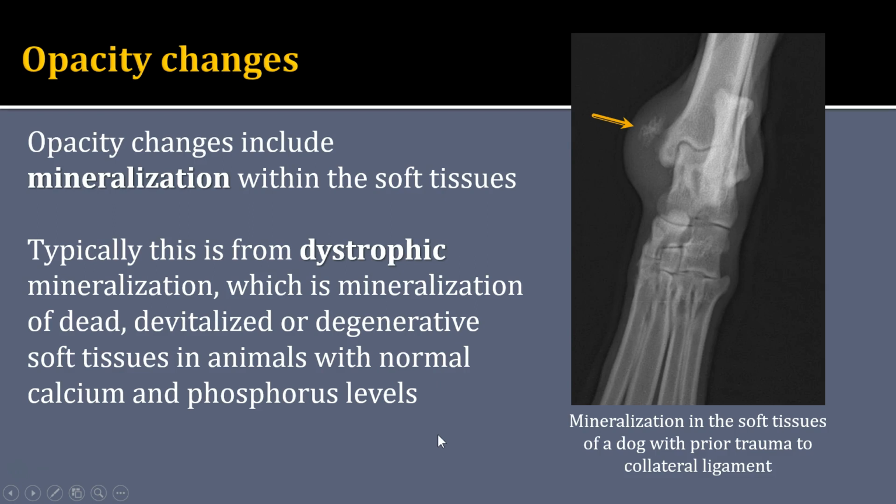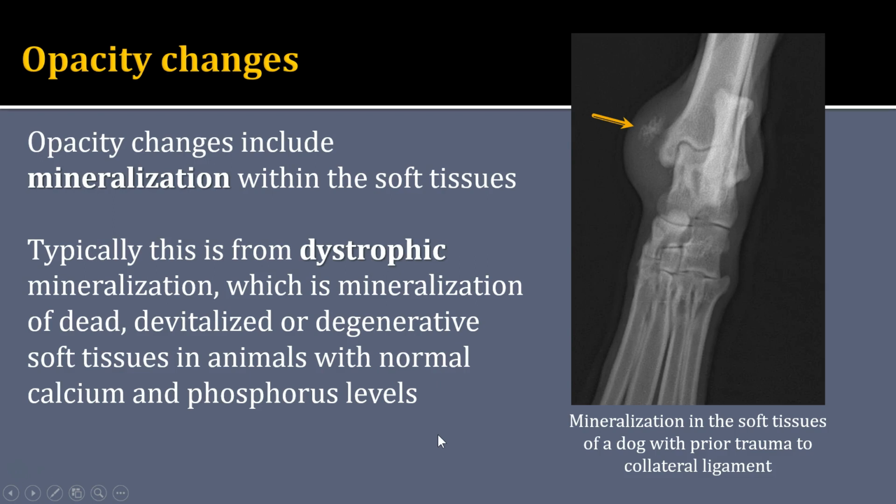Another opacity change we may identify within the soft tissues is mineralization. And in the examples we're going to encounter in our series of musculoskeletal radiography, it's typically mineralization from dystrophic mineralization. Dystrophic mineralization is mineralization of dead, devitalized, or degenerative soft tissues in patients who have normal calcium and phosphorus levels. There are a lot of potential causes that might be chronic changes from blunt trauma or parasite migration, granulomatous disease, previous thermal injury or inflammation, even sometimes site of injections, especially steroid injections.